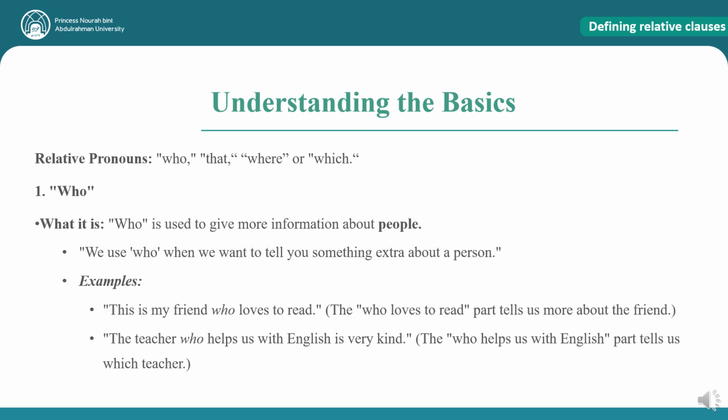Now, let's learn about some special words that help us give more information about nouns. These words are who, which, where, and that. First, let's learn about who. We use who for people. We use who when we want to tell you something extra about a person.